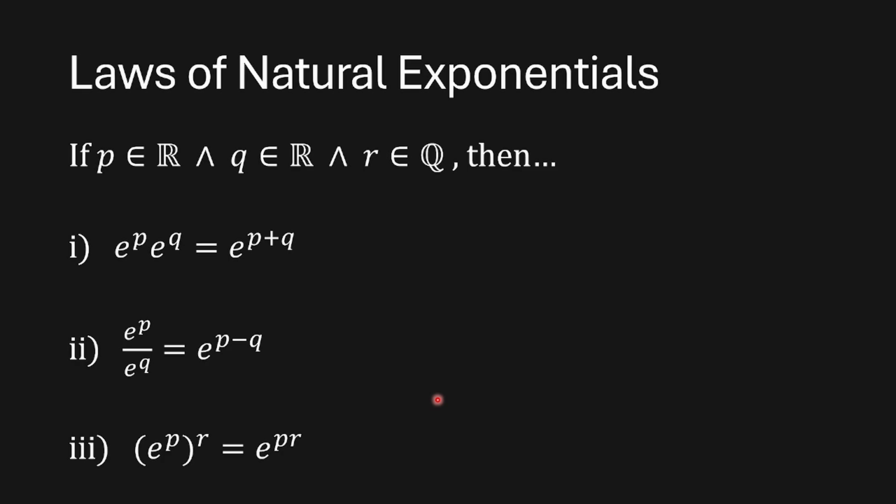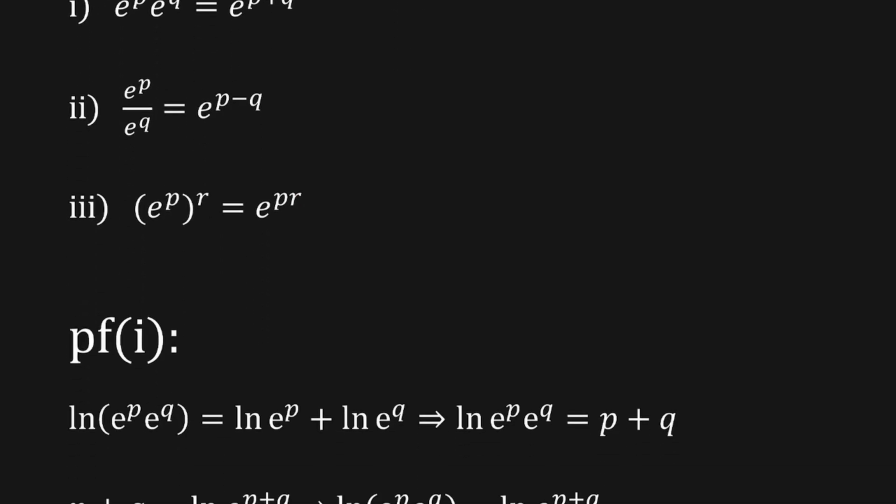Alright, laws of natural exponentials. If p is a real number, q is a real number, and r is a rational number, then the three following points are true. Point 1: e to the p times e to the q is equal to e to the p plus q. Point 2 reads: e to the p divided by e to the q is equal to e to the p minus q. Point 3 reads: e to the p, all raised to the power of r, is equal to e to the p times r. These are the exponential laws that we see in Algebra 2, Integrated 3, or Pre-Calc.